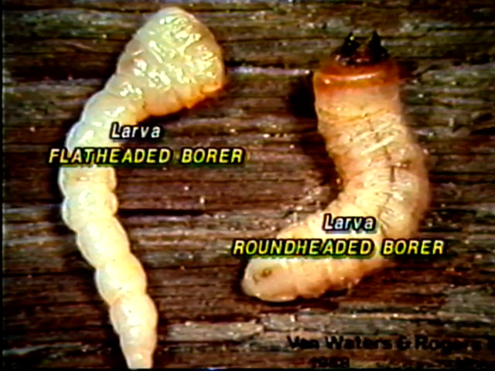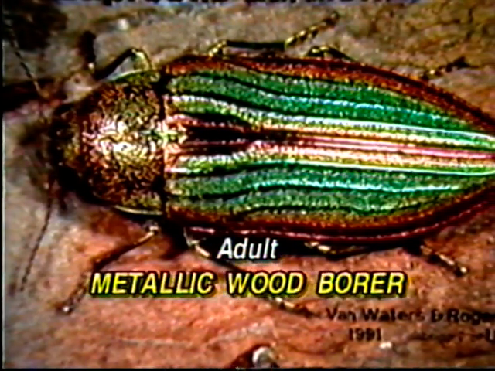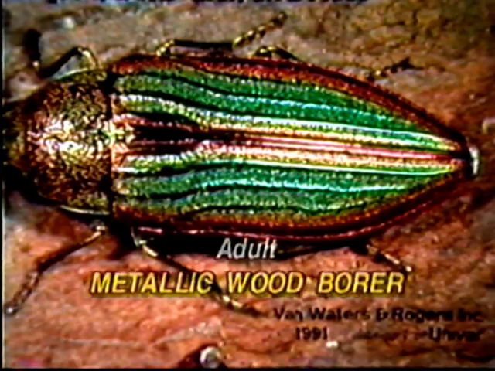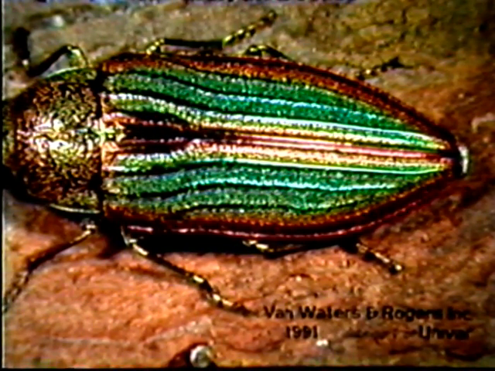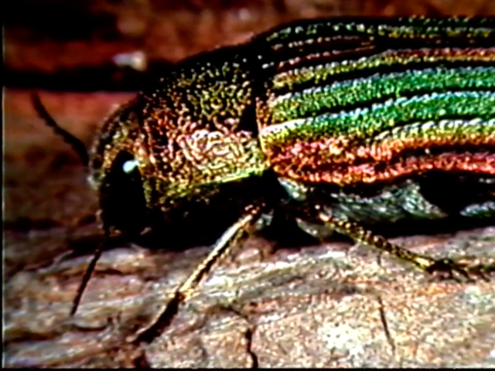But anyway, the key is it makes these flat holes, and it's called a flat-headed wood borer in the larval stage. In the adult stage, it's called a metallic wood borer. They call them metallic beetles because they are metallic and real shiny, different colors, kind of a bullet shape. They really don't have antennae, or they have them, but you can't see them very well.